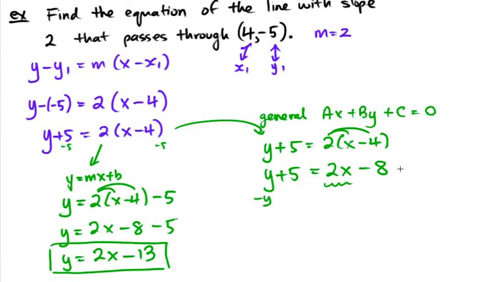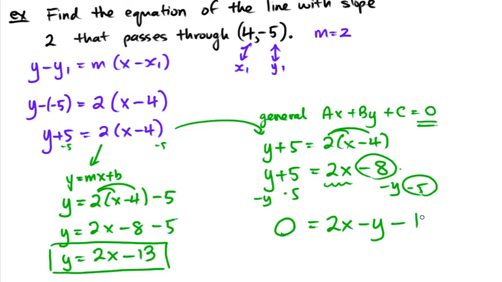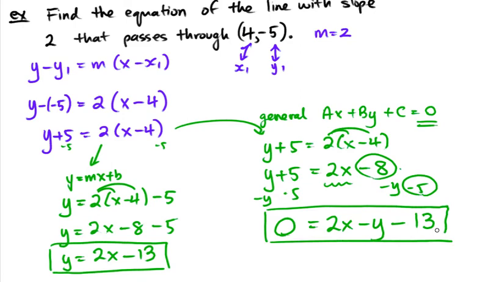So if I subtract a y from both sides and I subtract 5, I can make this side equal to 0. That's like this equals 0 part, and so I get 2x minus a y, and then the minus 8 and the minus 5 become minus 13, and there is my equation in general form.